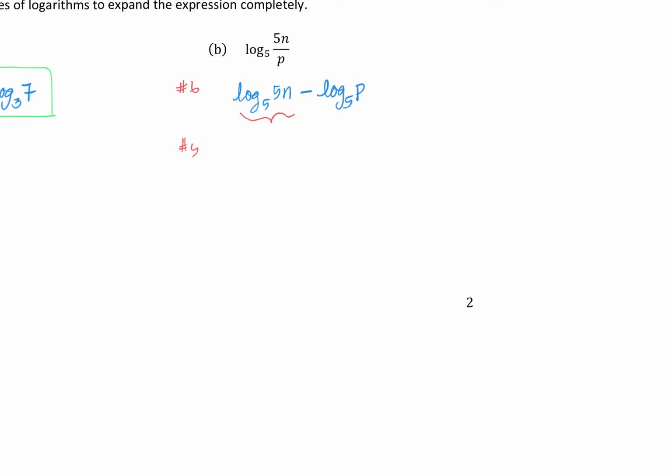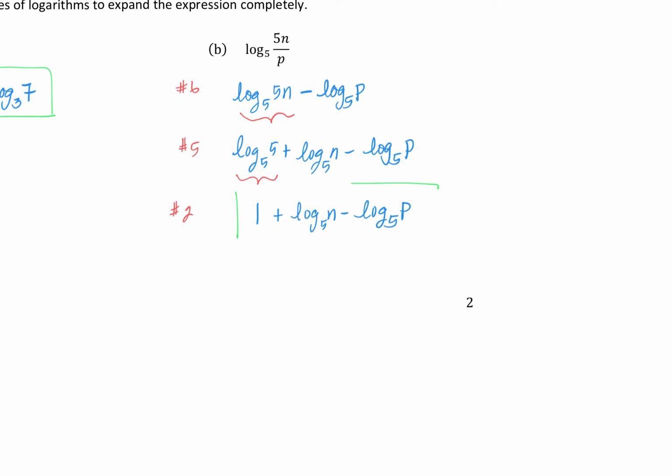Now I can use property 5 to rewrite that multiplication as log base 5 of 5 plus, because it's multiplication, log base 5 of n, and then I still have the minus log base 5 of p. This is expanded as much as I can. However, I notice I have a log base 5 of 5 where the base and the argument match. So if we look at property number 2, that's equal to 1. So not only could I expand it, I can use the property to simplify this further. And I think that's as far as I can go. That is expanded out.